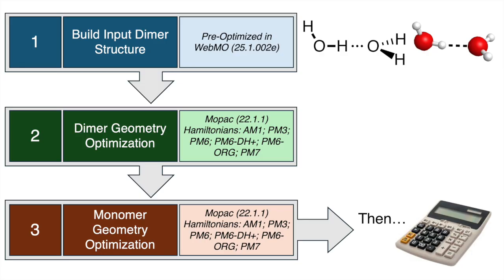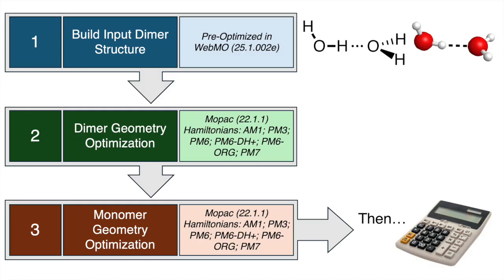I've provided the Cartesian coordinates for this pre-optimized structure in the comments below. Next, we'll have MOPAC optimize the dimer geometry with several different Hamiltonians. I picked a few of the classic forms, things like AM1 and PM3, but then I've put some of the newer ones in here, like PM6, PM6 DH+, PM6 ORG, this is a really new one right here, and then my favorite, PM7.